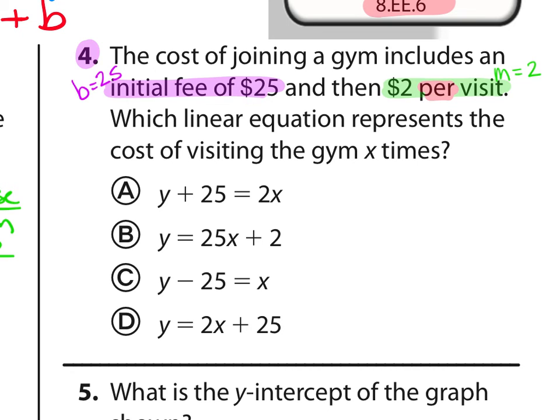Which linear equation represents the cost of visiting the gym x times? So when we write an equation as a linear equation, we'll write it in y equals mx plus b. In this case, y is equal to m, which is 2, x plus b, the initial fee, is 25. So y equals 2x plus 25, and that's answer choice D.